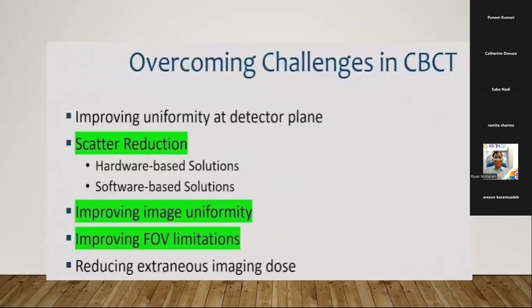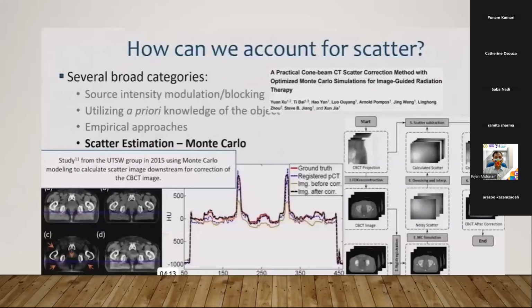So in order to overcome challenges in CBCT, what kind of solutions do we have? Improving uniformity at the detector plane. First, the instrumentation part needs to be fixed. Second, for scatter reduction, we need to look for a hardware-based solution and a software-based solution. Then improving image uniformity, improving field of view limitation, and reducing extraneous imaging dose.